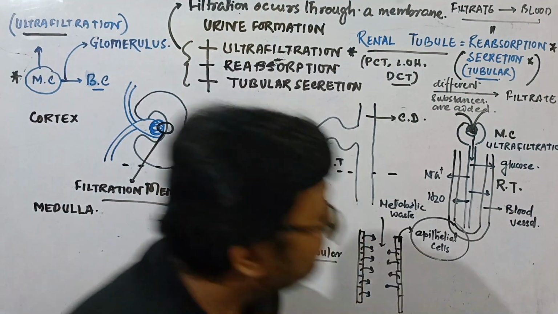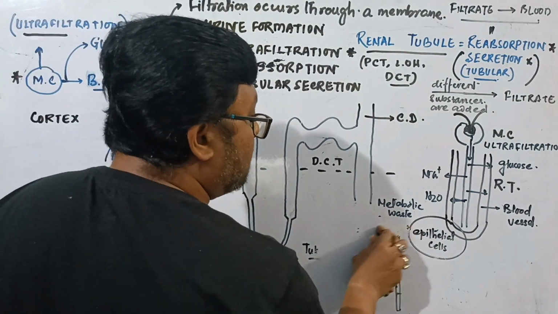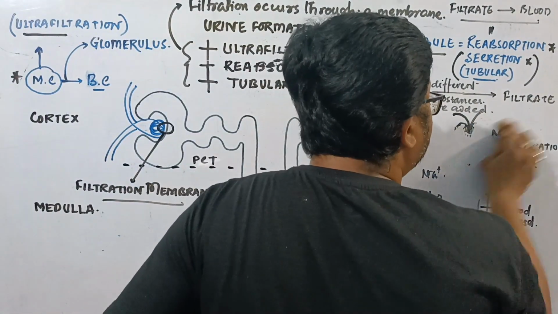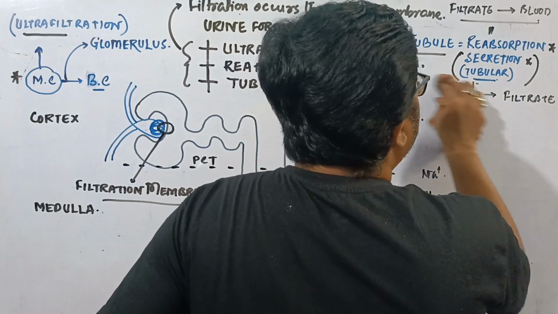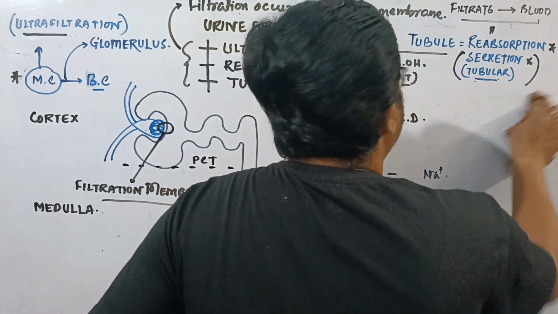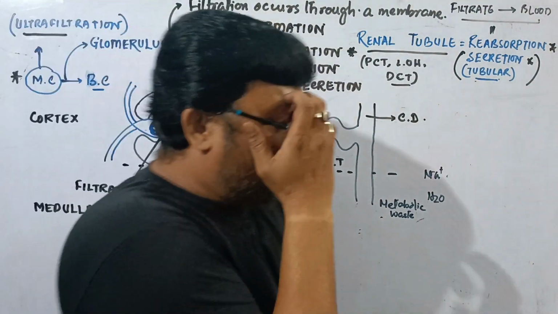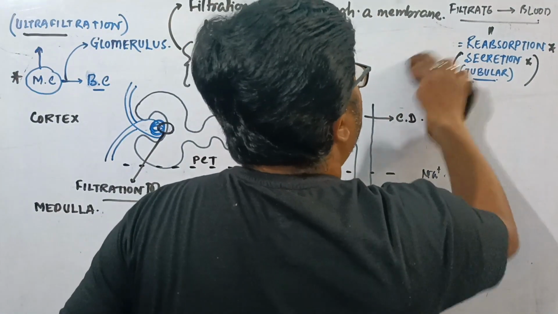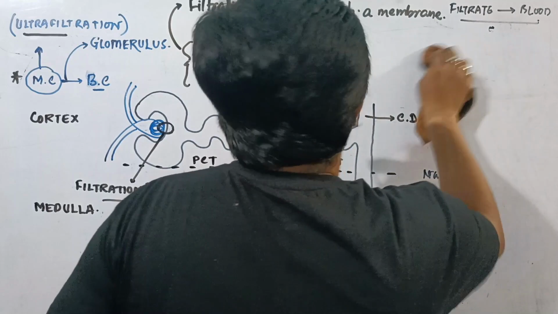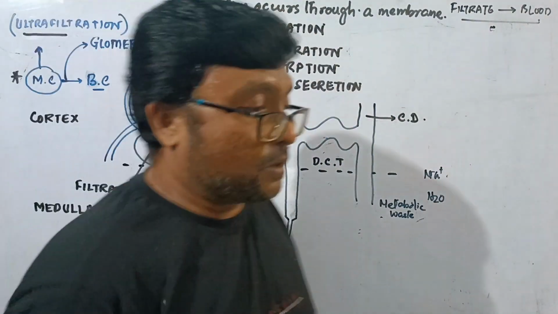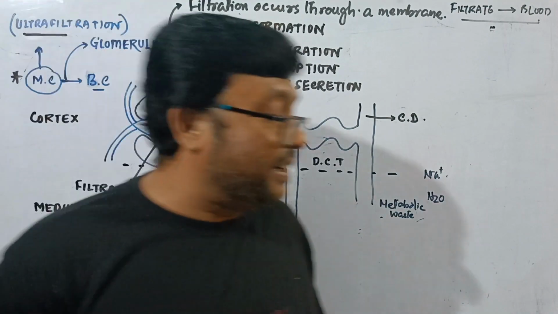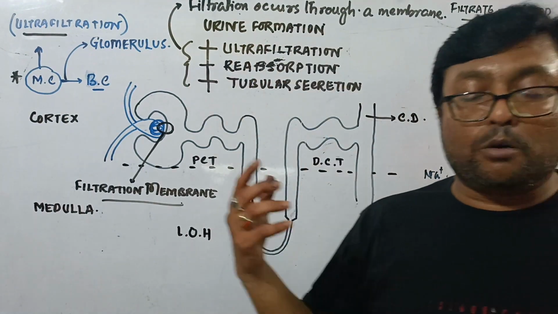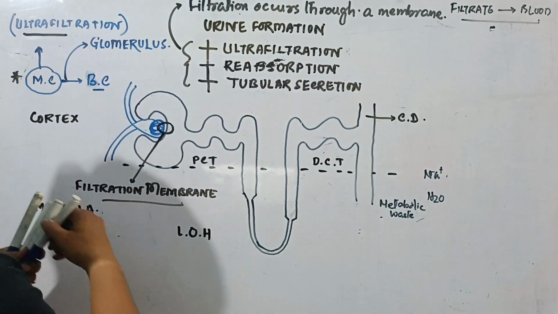Acha. Anyway, so now we can proceed with the process of urine formation. Basically, the process of urine formation starts with ultrafiltration that occurs within the Malpighian corpuscles. And this Malpighian corpuscle, as we have already discussed, involves two different structures, that is glomerulus and Bowman's capsule.